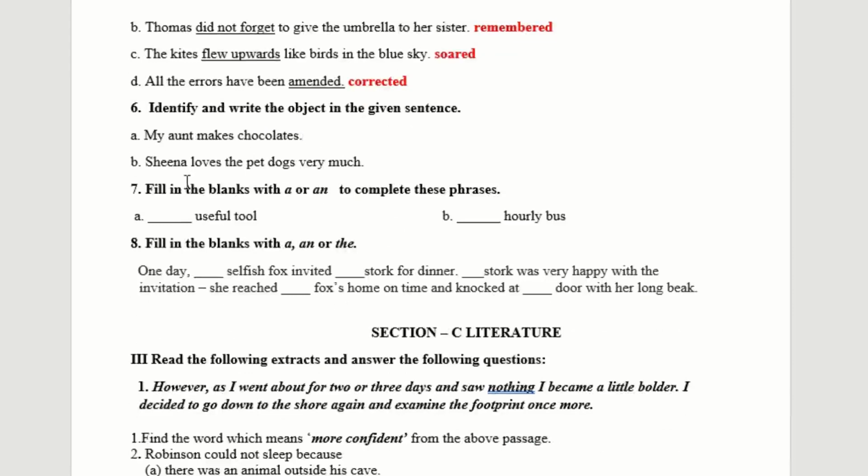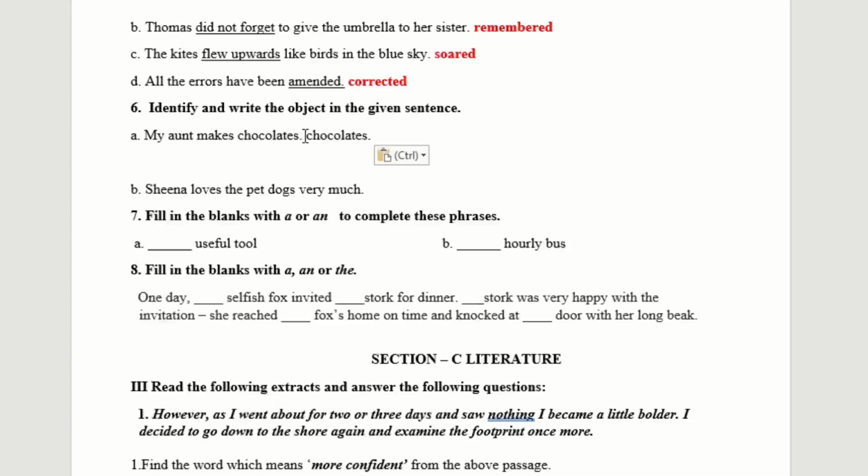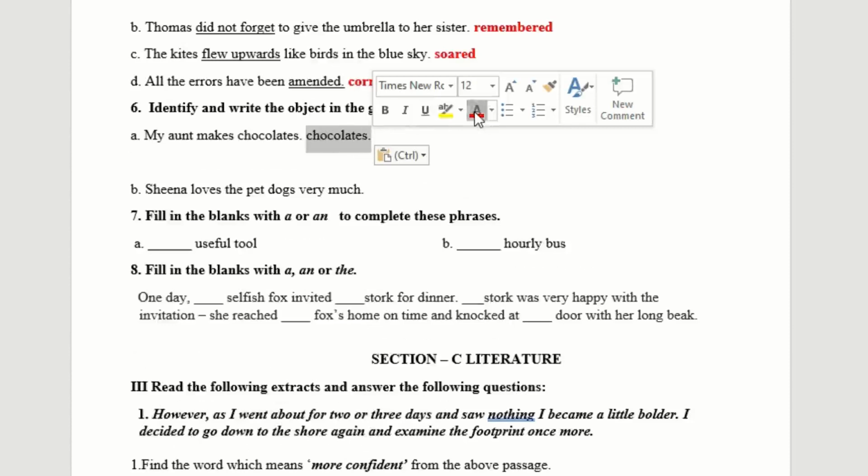Now, let's see the next question. Identify and write the objects in the given sentences. The first one is, my aunt makes chocolates. Sheena loves the pet dogs very much. In the first sentence, what we have to do is identify and write the object. What is the object in the sentence? We can say that my aunt is the subject and the verb is, what is the action here? Makes. Makes is the verb. And what is affected by the action of makes? That is chocolates. Chocolates is the object. So we can write chocolates as the answer. Write only the word chocolates. Chocolates is the object over here.